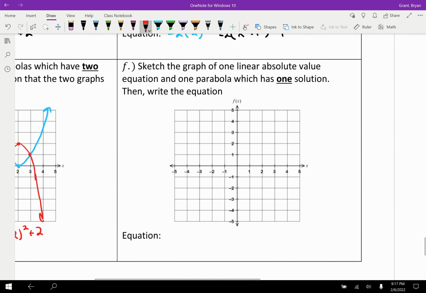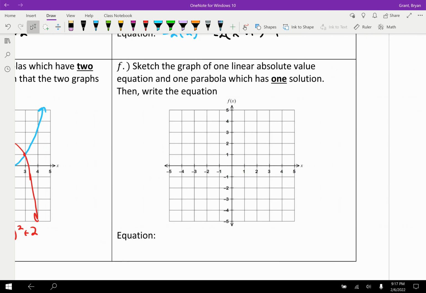Last but not least, sketch the graph of one linear absolute value equation and one parabola which has one solution. Ooh, tricky, tricky. I'd argue that there's probably only one style of graph here that's going to have one solution. I think pretty much any other way you do it, they're going to intersect each other in two spots. So I think the only way to do this is to start with a parabola.